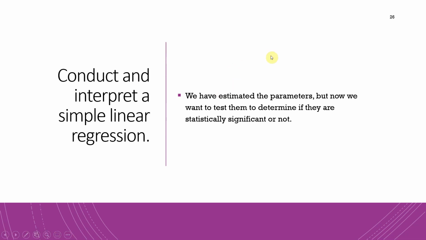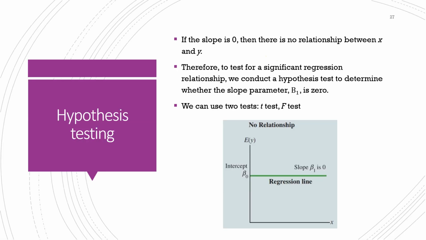Okay, so conduct and interpret a simple linear regression. Now that we've estimated the parameters, we have to test them to determine if they're statistically significant or not. I'm super excited about this because it builds upon a lot of what we learned in Chapter 9.